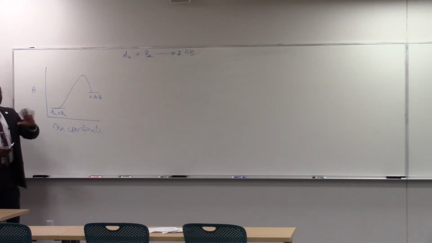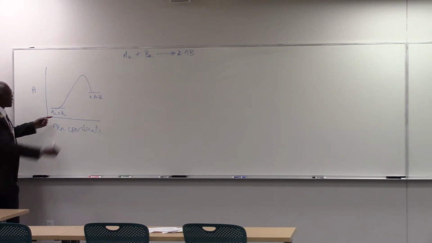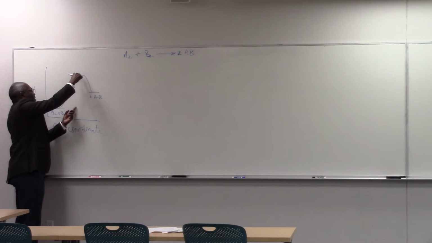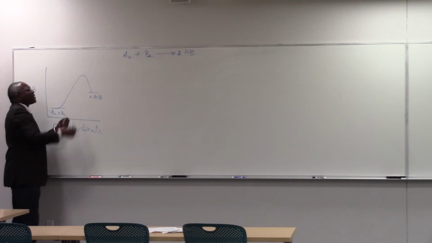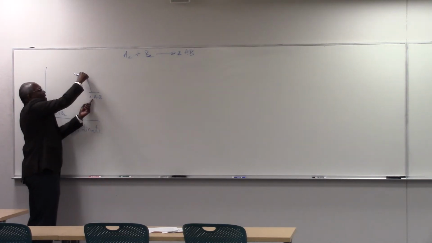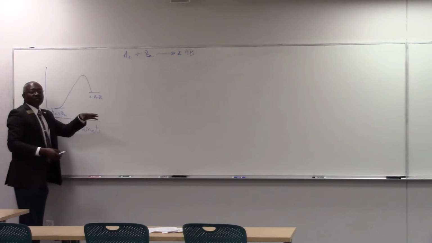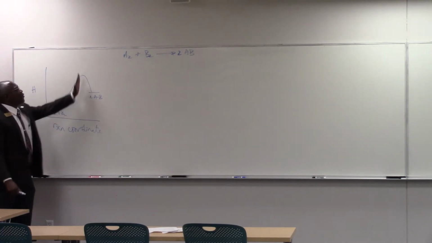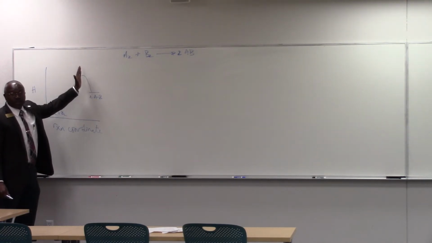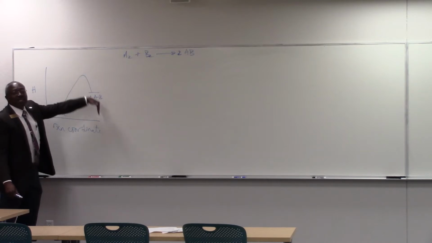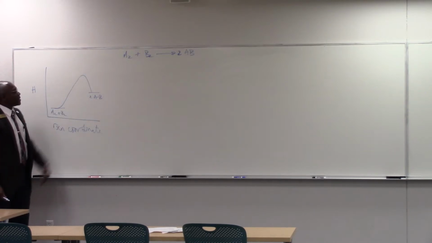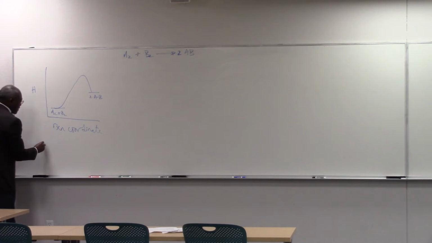Remember, the breakage of a bond requires the input of energy, and that's that part of the Morse curve. So this is the amount of energy we put in to break the AA and the BB bonds. This is the amount that we release when the AB bonds form. So if we consume more energy in bond breakage than we release when bond formation happens, we say this reaction is an endotherm.